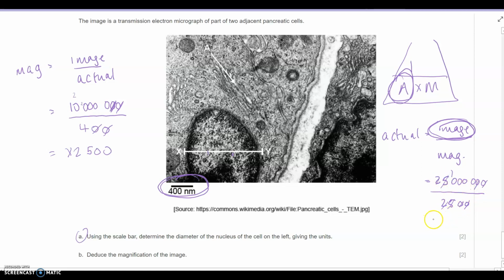So it is 1,000 nanometers, which of course is 1 micrometer. And so by doing that, we have answered both questions.